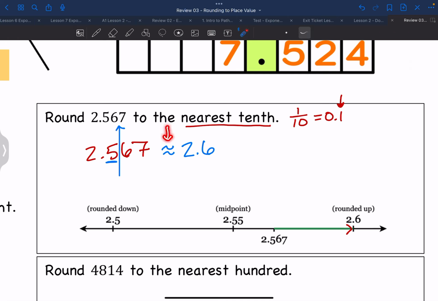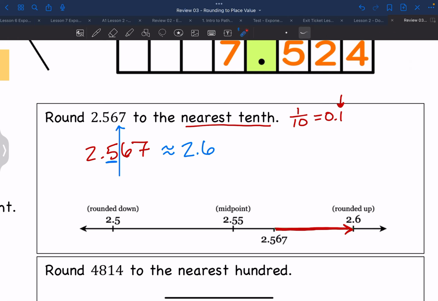A few things right here. That's the approximate sign. It's like equal, but slightly. It's approximately equal. I like to think of it as like toothpaste. So I'm taking this number, and the nearest tenth place is going to be 2.6. And if I looked at a number line like this, what I would see is that 2.5 and 2.6 are the nearest tenth places to the number 2.567. The midpoint is 2.55. As you can see from the number line, it follows the rule that I was doing. This is going to go up to 2.6. That is the nearest tenth.